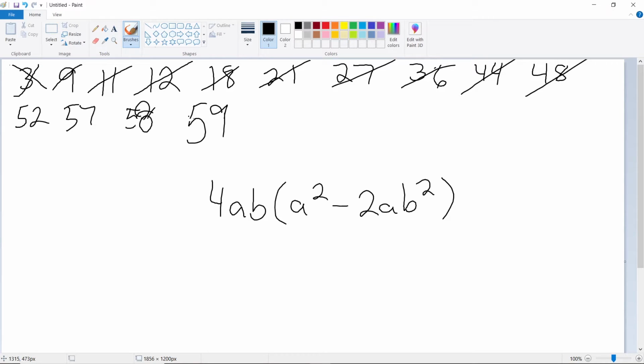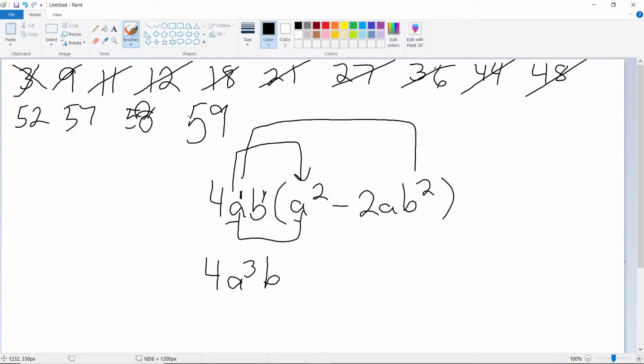Well, we have to distribute 4ab times a squared. Whenever we multiply the same base, the same letter, and we have different exponents, when we write just a alone, it's really a to the first power, and b alone is just b to the first power. When we multiply a to some power by a to some other power, we just add the exponents. So a to the first power times a to the second power is a to the third power. So this is going to be 4a to the third power b, because there are no numbers or b's in there. We multiplied it by the first term, now we multiply it by the second term.